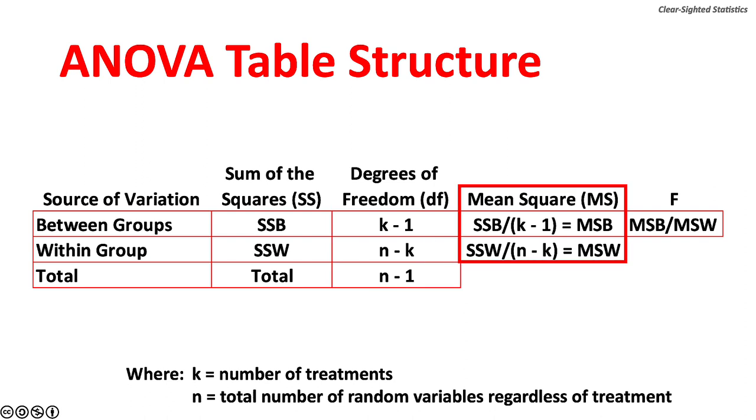Moving one column to the right are mean squares. There are two mean squares. MSB, or mean squares between groups, is found by SSB over K minus 1, or its degrees of freedom. MSW, or mean squares within groups, is found by SSW over N minus K, or its degrees of freedom. And finally, the test statistic F is a simple fraction, mean squares between groups over mean squares within groups.